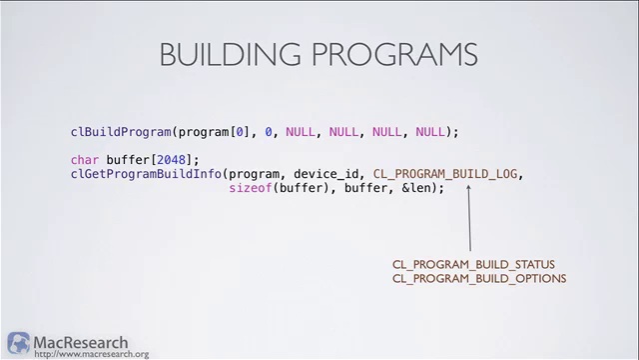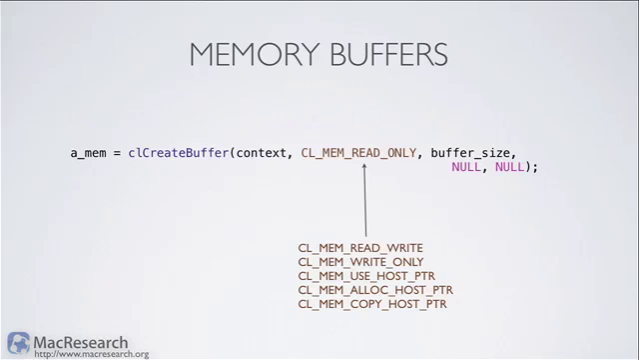You can also look at what the build options are and what the build status is in terms of the program build. So there's ways to figure out what has happened during your build using CL get program build info. There's also memory buffers. When we have memory buffers, there's two types of memory buffers. There's the memory that's on the host, which is our input data, typically. We may be reading this from disk, or we may be calculating it someplace else, and then we want to do something with it.